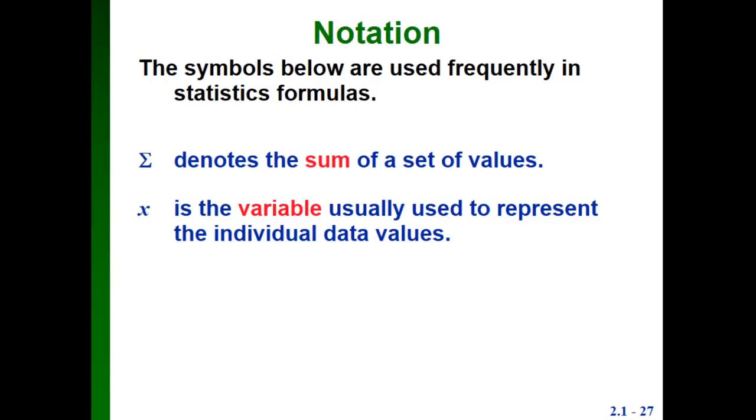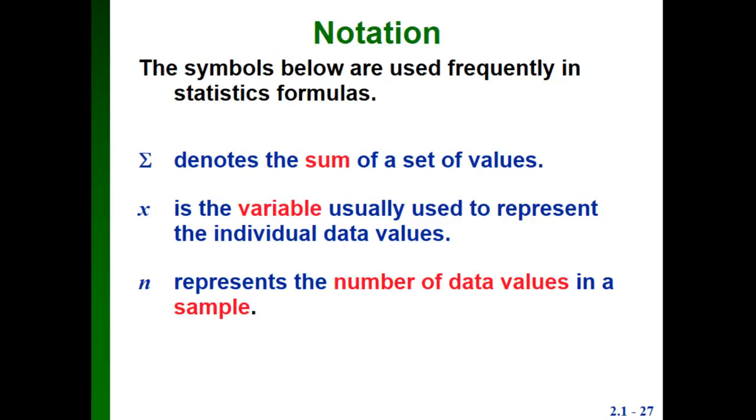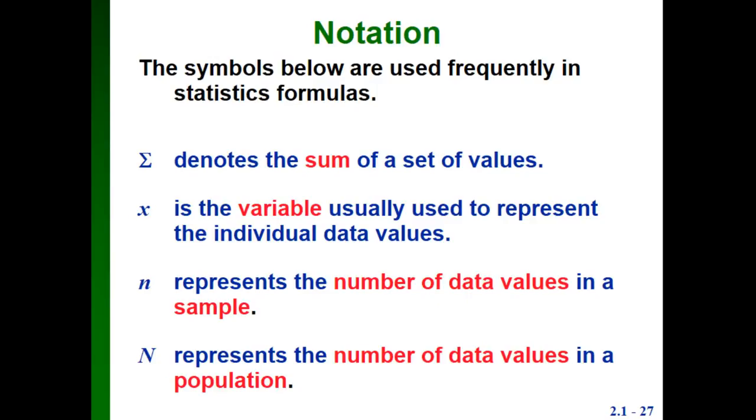X is the variable that we usually use to represent the individual data values. N represents the number of data values in a sample or in a data set. And a capital N represents the number of data values in an entire population.